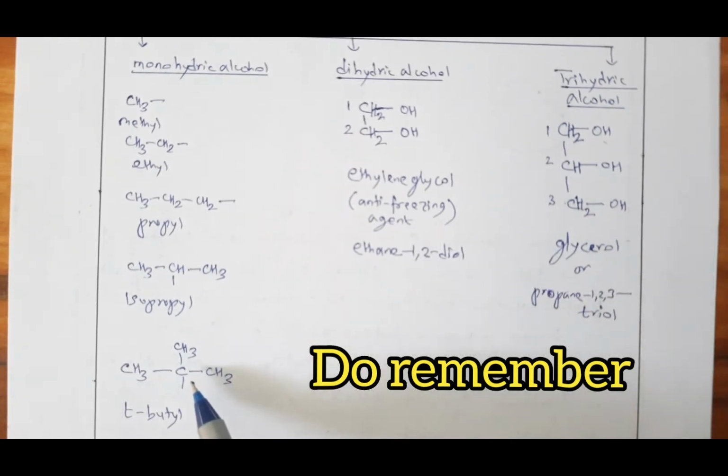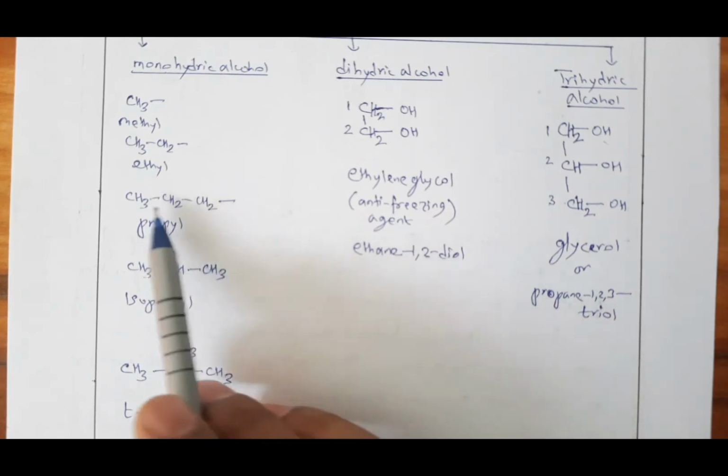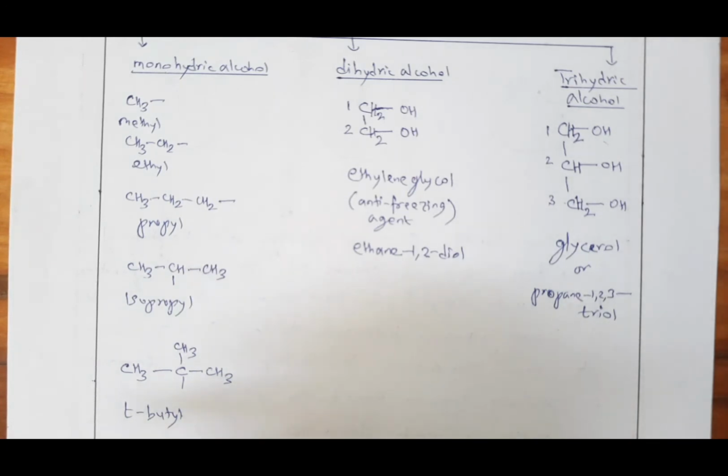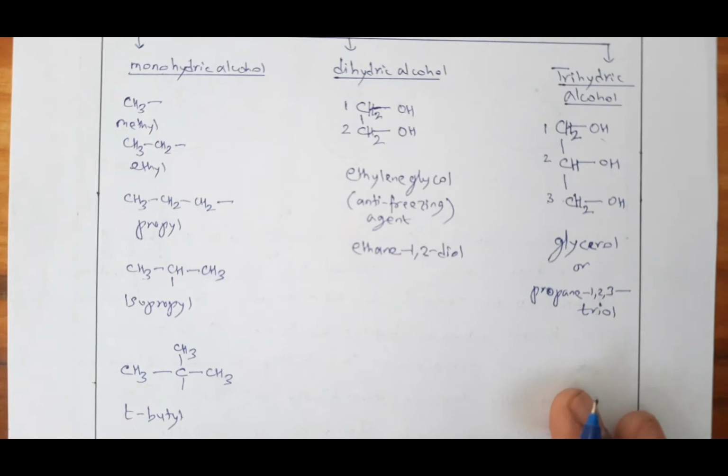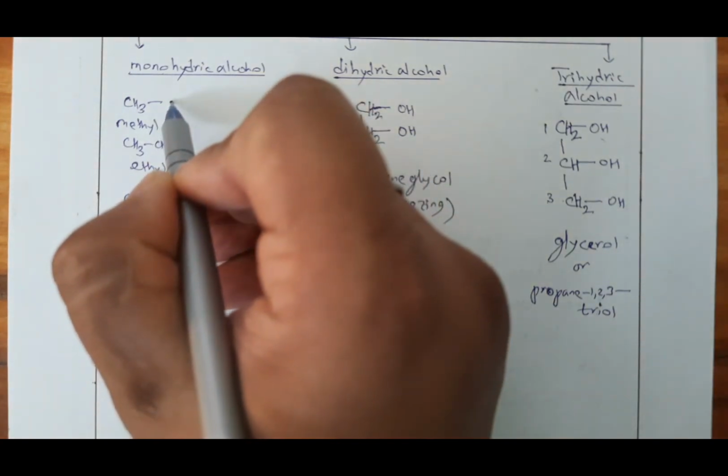And this one is called tertiary butyl. Why butyl? Because of 4 carbon. And why isopropyl? Because of 3 carbon. Why propyl? Because of 3 carbon. Now a monohydric alcohol contains only 1 OH, as I said earlier. So put OH here now.